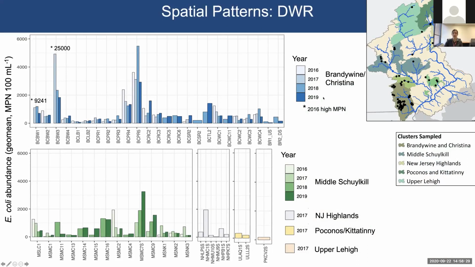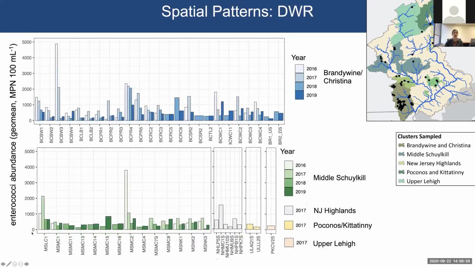And you can see that the majority of the highest values of E. coli are occurring at a set of headwater sites, often in the Brandywine and Christina areas shown in blue, as well as the middle Schuylkill shown in green. And these have also been documented with very high numbers. So most sites are well over the 126 threshold that's recommended by EPA.